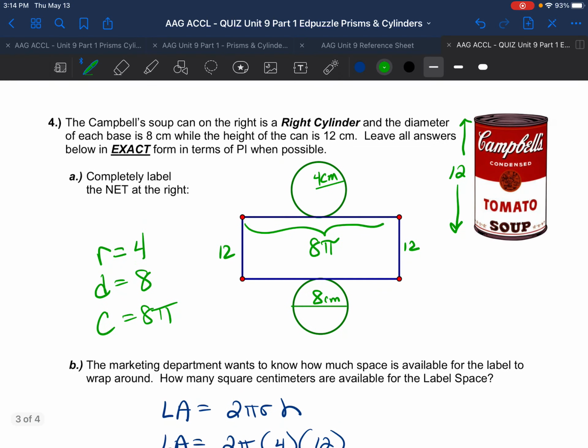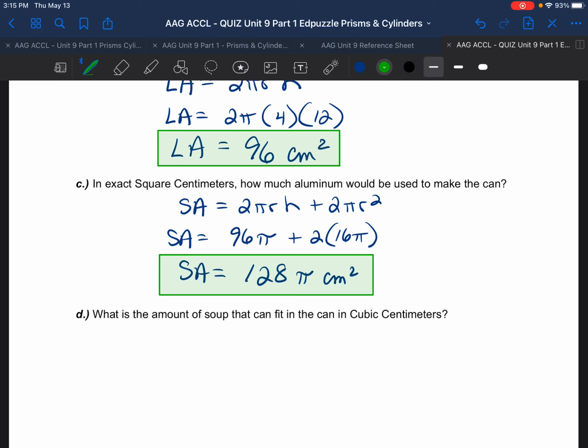So once again, ladies and gentlemen, the can is going to have a top, a bottom, and the surrounding surface. The amount of aluminum that would be used to make one can is going to be exactly 128 pi square centimeters. So guys, the surrounding surface, the lateral area, we've already done. That's 96 from the previous question. And then you're going to have two base areas that are each 16 pi, which makes a total of 128 pi square centimeters for the aluminum.